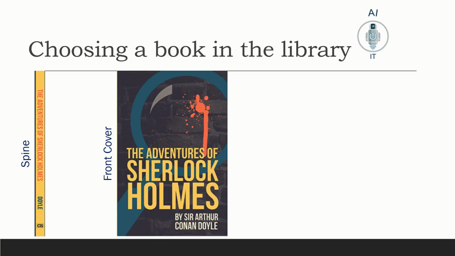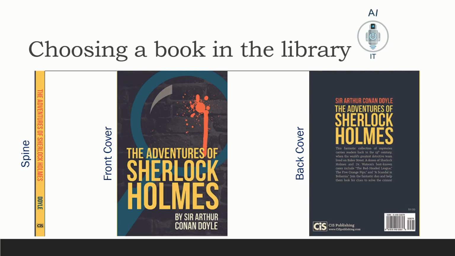For example, if you go to the library and pick up a random book, we first look into the spine, and then we look at the front cover to see whether it is appealing. Then we try to go through the content quickly by turning pages, or we look into the back cover before we decide whether the book needs our interest or not.